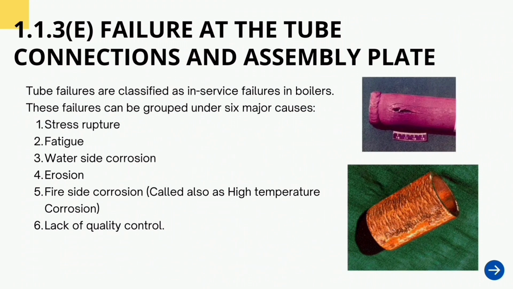E. Failure at the tube connection and assembly plate. Tube failures are classified as in-service failure in boiler. This failure can be grouped under 6 major causes. One is stress rupture, 2 fatigue, 3 water side corrosion, 4 erosion, 5 fire side corrosion, also called high temperature corrosion, 6 lack of quality control.